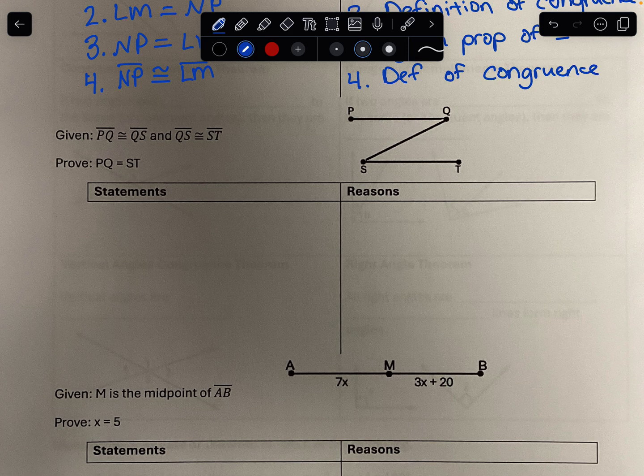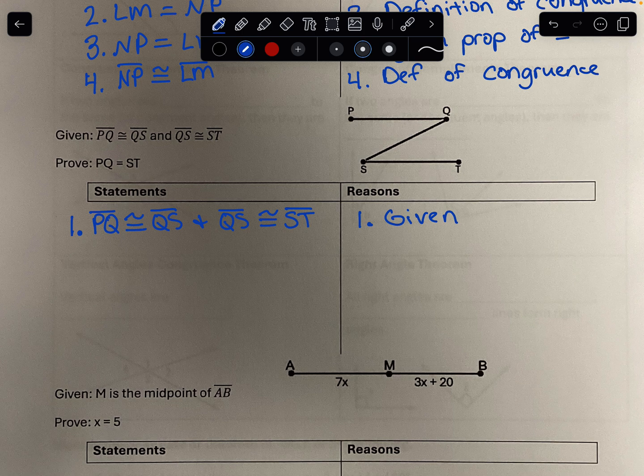Okay, Tyler, what would I start with for number 2? The given. Okay, which is what? PQ equals QS. And then QS equals ST. Congruent to. Okay, good, because that is given to us. So it tells us these two different things are congruent. What is it that we're trying to prove? PQ is equal to ST.